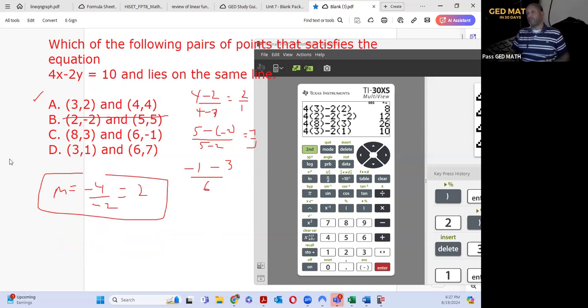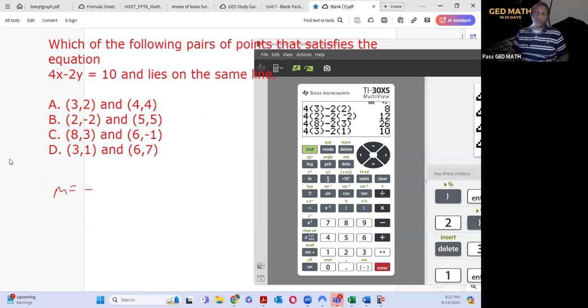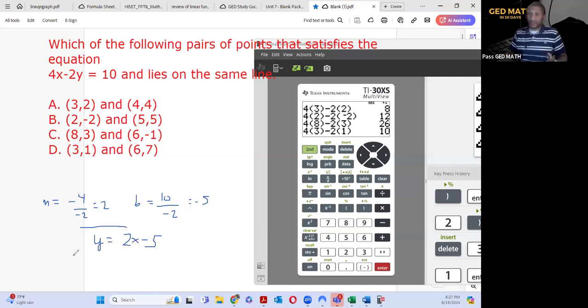Watch this. Remember, that linear equation is in standard form. So I can find my y-intercept and I can find my slope, right? Always, don't get confused. It might not look like a problem you've seen. Identify what you know. That's in standard form. My slope is -4 over -2, which is +2. My y-intercept is 10 over -2, which is -5. So my equation is y equals 2x minus 5, right?